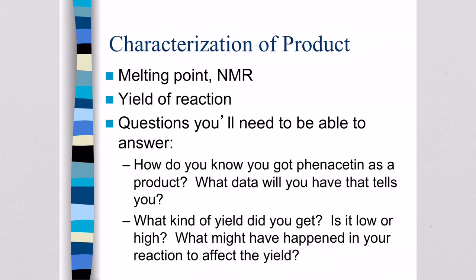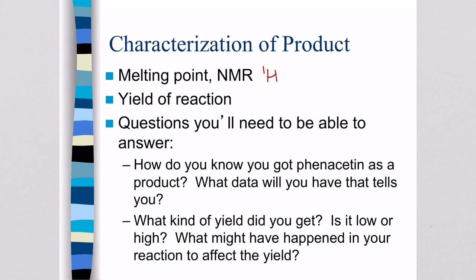So how are you going to characterize them? You're going to take a melting point. That's easy. You will also be taking a proton NMR. You'll determine what your yield of your reaction is when you weigh your product. Then questions you'll need to be able to answer when you're writing your lab report are things about how do you know you got phenacetin as a product? How does the melting point tell you that you got phenacetin? How does the H1 NMR tell you that you got phenacetin?